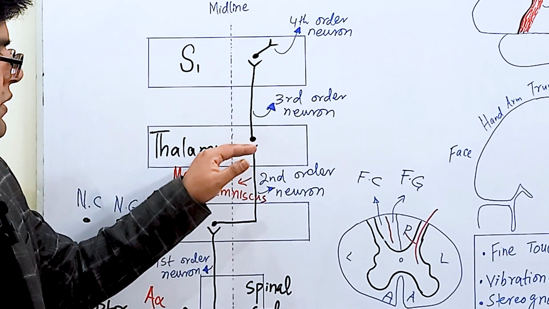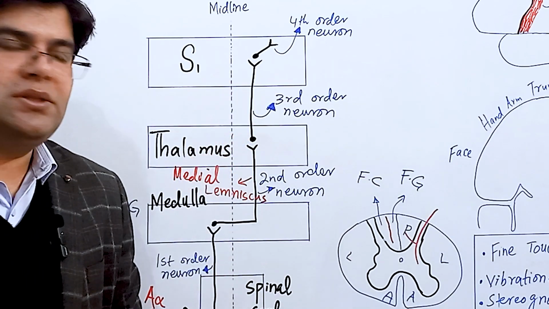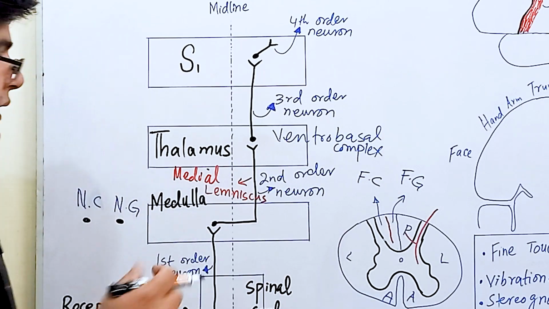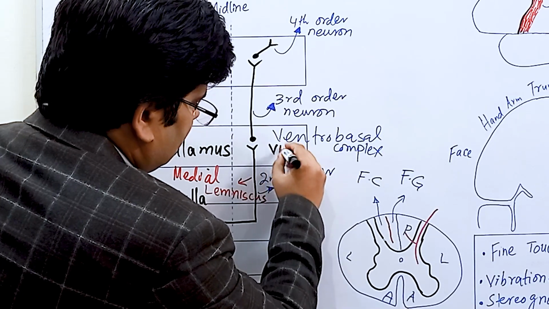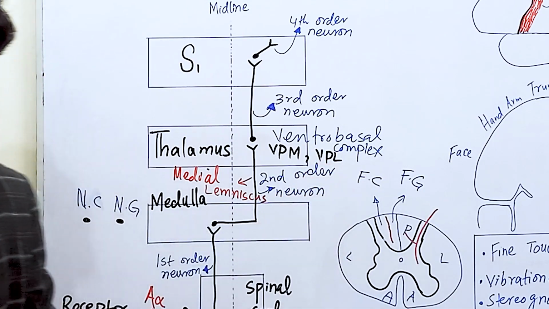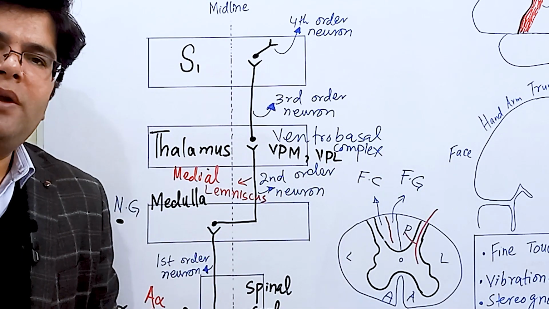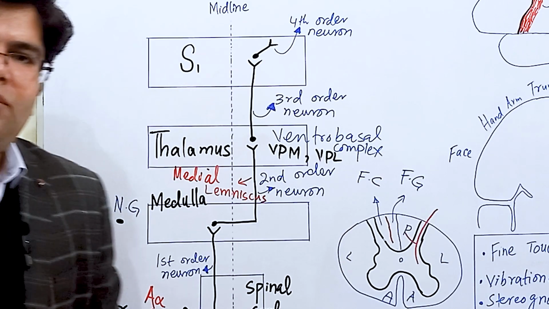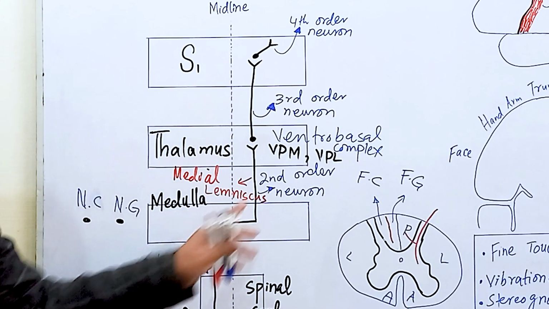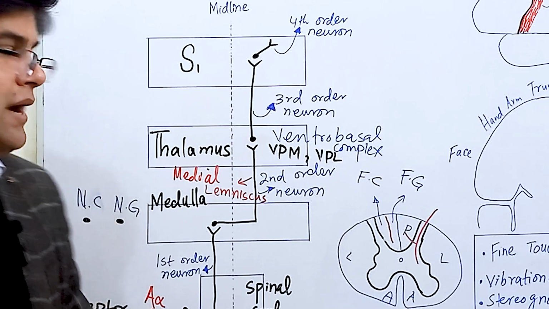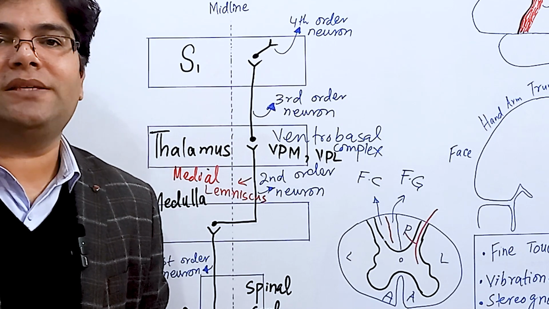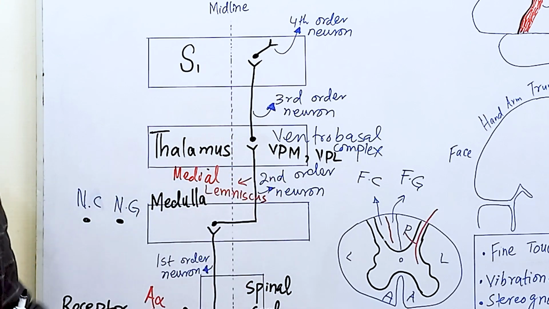The third order neurons start from the thalamus, in the part called the ventrobasal complex. It contains two nuclei: one is the ventral posteromedial and the other is the ventral posterolateral. The ventral posterolateral nucleus receives somatosensory signals from the whole of the body except the face, and the signals coming along the spinothalamic pathway and the dorsal column pathway synapse here. In the ventral posteromedial nucleus, the signals coming along the trigeminal nerve synapse.